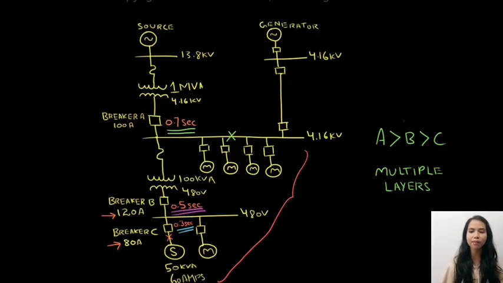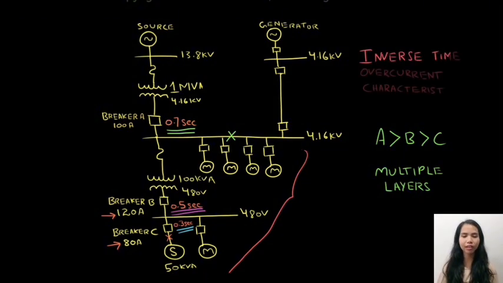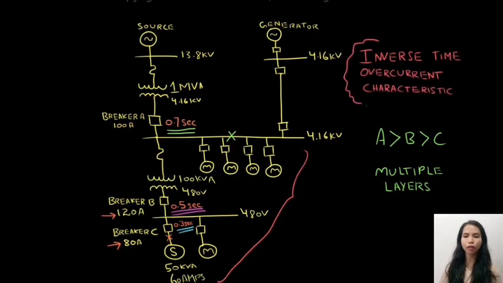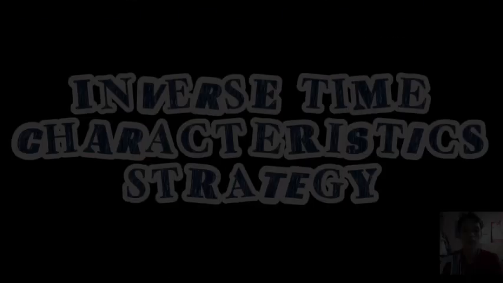This example highlights a major flaw of using definite time characteristics to achieve breaker coordination, which brings us to another more useful strategy. This strategy involves the application of inverse time overcurrent characteristics, which make it possible for the breaker to vary its delay time directly with the amount of abnormal current. This will be discussed in more detail by the next reporter.